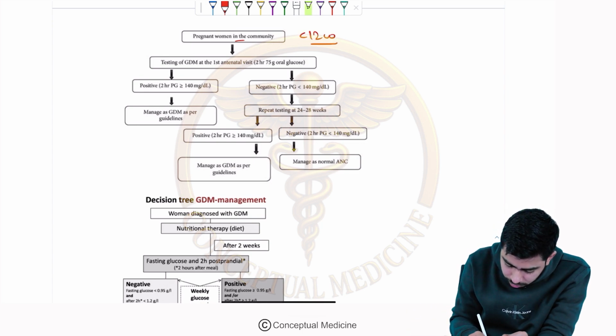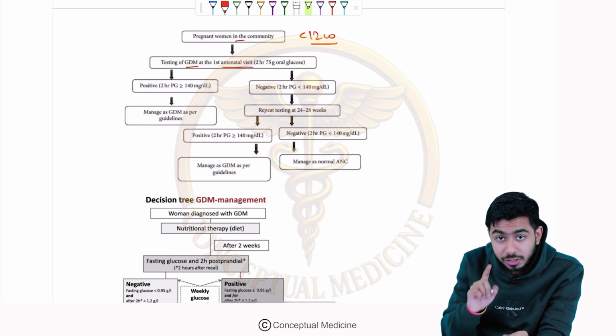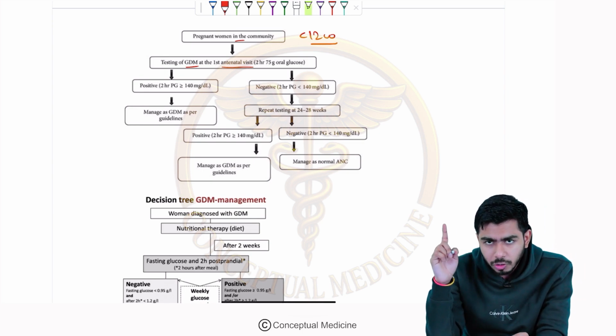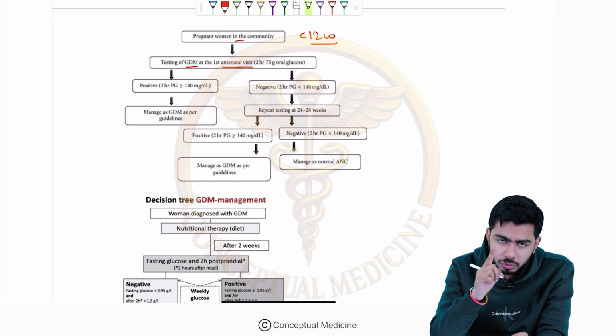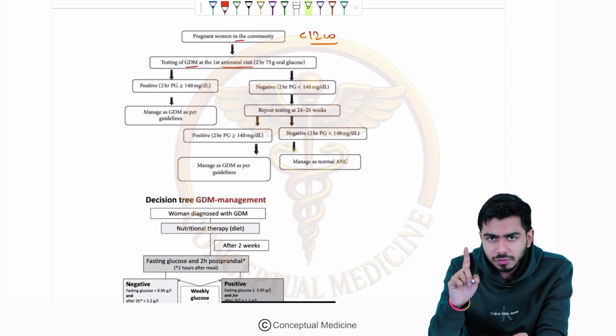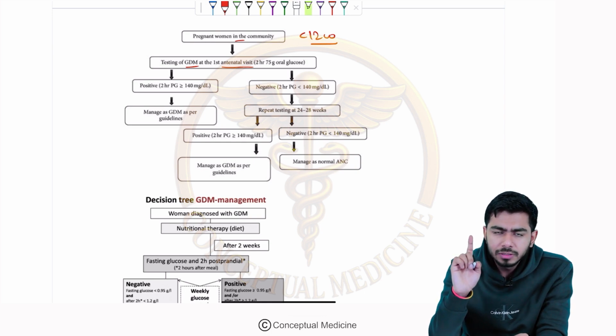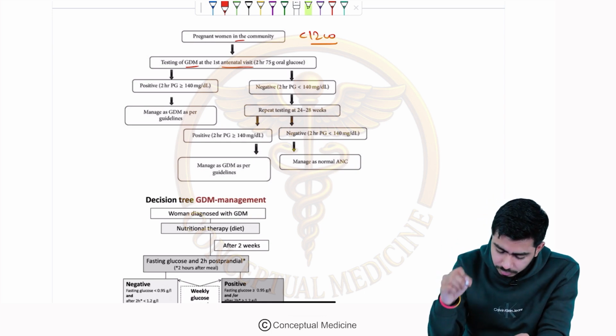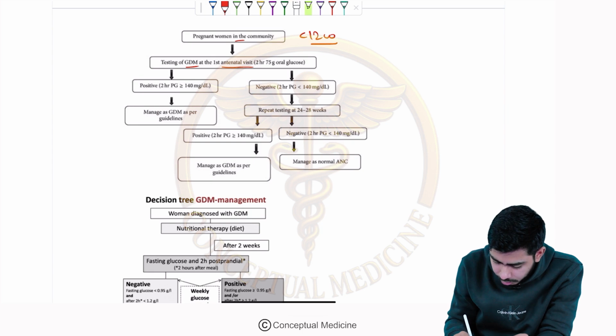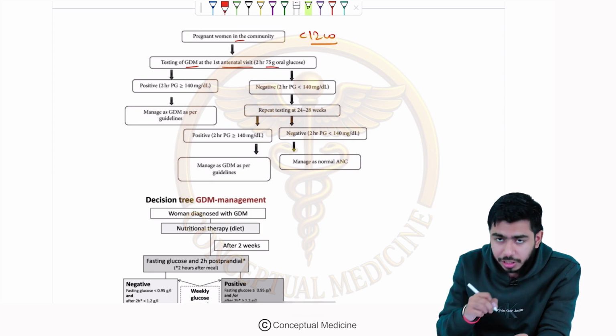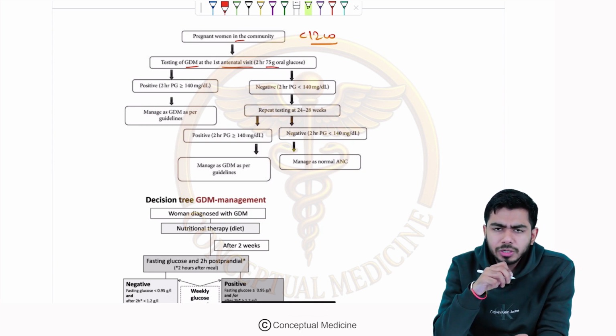So, take the testing for GDM at the first antenatal visit. Remember, according to WHO and the Government of India, the first antenatal visit is when the female comes to know about the pregnancy, that is, less than 12 weeks. She will come, you will give her 75 grams of oral glucose, and you will take the blood sample after 2 hours.